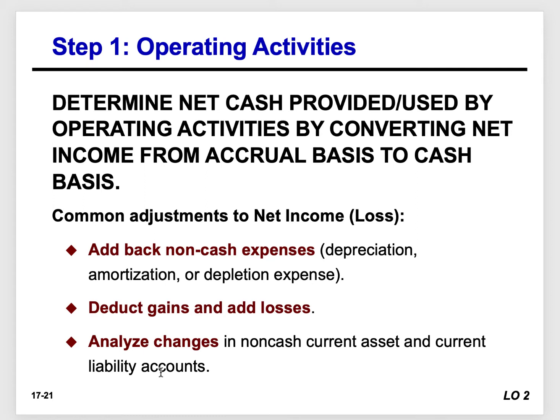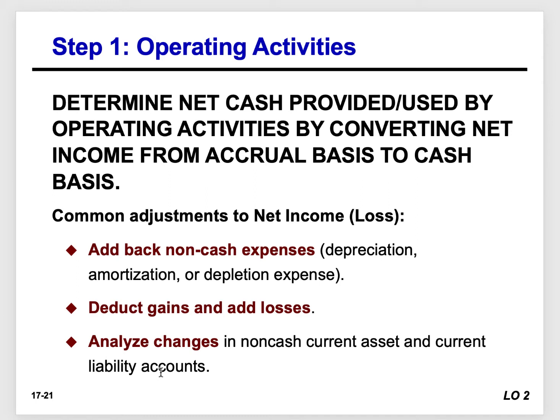We take our net income and then we need to add back any non-cash expenses. What are our non-cash expenses? Well, that's our depreciation, our amortization, our depletion.